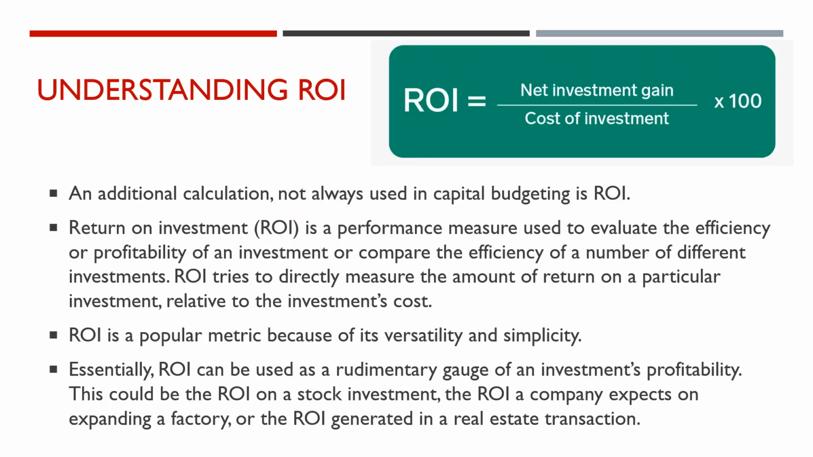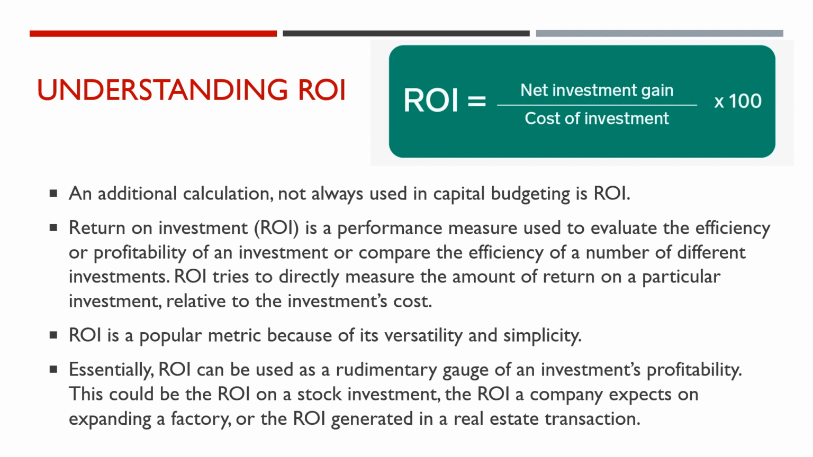An additional calculation, not always used in capital budgeting, is ROI. Return on investment, or ROI, is a performance measure used to evaluate the efficiency or profitability of an investment, or compare the efficiency of a number of different investments. ROI tries to directly measure the amount of return on a particular investment relative to the investment's cost. ROI is a popular metric because of its versatility and simplicity. Essentially, ROI can be used as a rudimentary gauge of an investment's profitability.